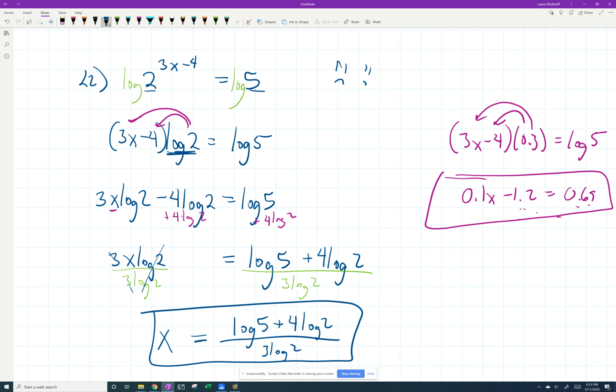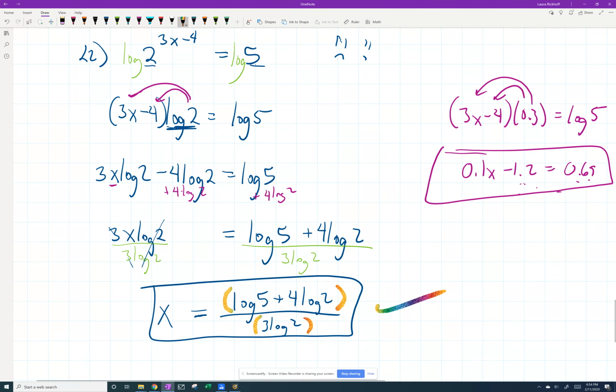If you wanted to pop it in on your calculator, you could put parentheses around the entire top and parentheses around the entire bottom and punch them in all at once. Or you could do the top and the bottom separately and divide. I kind of like doing it all at once, but be sure you don't just type it in without parentheses. And then you'll get something. And that's that.